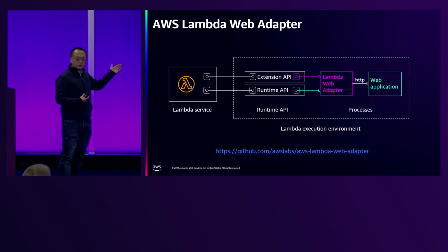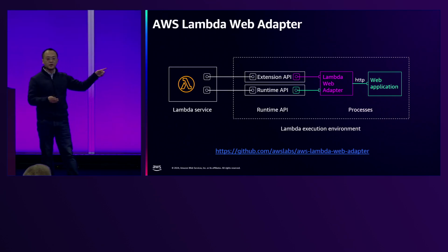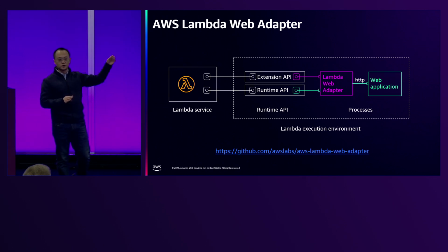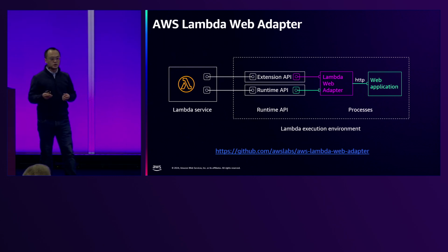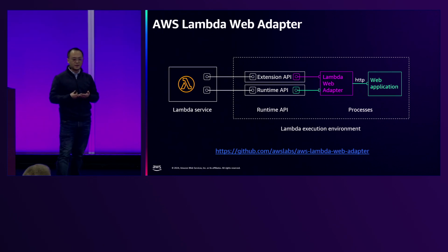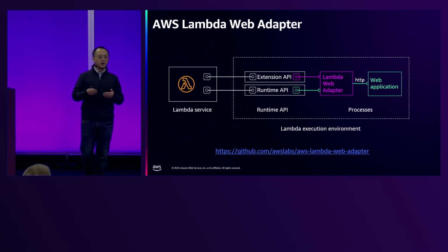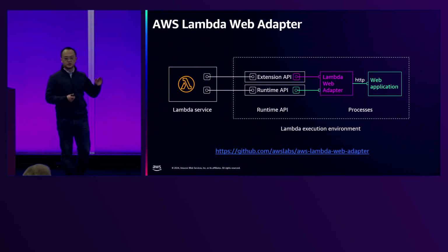And once the Lambda service receives HTTP requests, it will send that payload through the runtime API to Web Adapter. Web Adapter will translate that JSON payload into an HTTP request, and then send that request to your web application at the port it's listening on. Your web application can do whatever you want to do and return an HTTP response. And Web Adapter will translate that HTTP response to a JSON payload that Lambda's runtime API understands. So this is a high-level view of how things work.